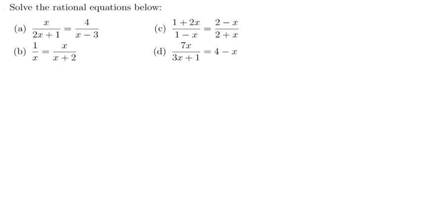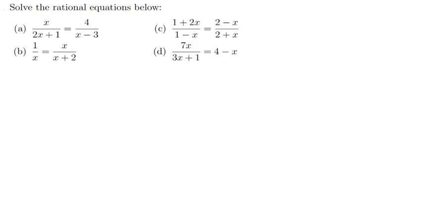So the first question is x divided by 2x plus 1 is equal to 4 divided by x minus 3. Okay, so our goal is to find the value of x. So we are solving the equations. These are what we call rational equations. So there we go.